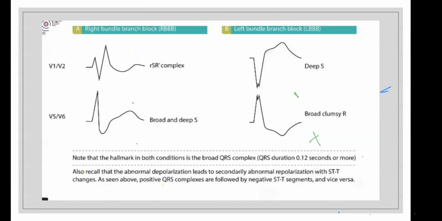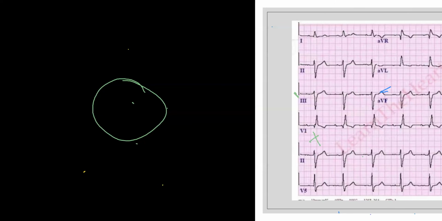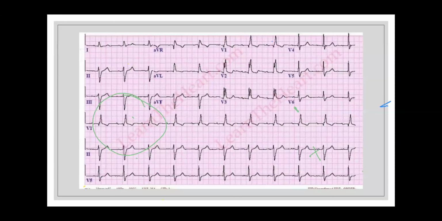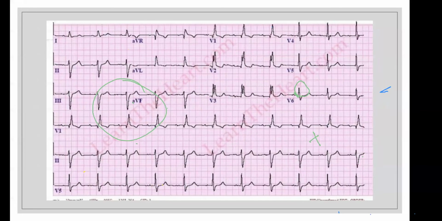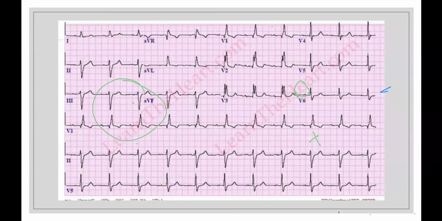I had also shown a pattern like this for V6. Note this: it is not a complete W, but this is a deep S type pattern. Yes, but you get a clear-cut M, okay? So this is right bundle branch block, and the width of your QRS complex has definitely crossed 3 boxes. So whenever you get a broad QRS complex associated with P waves, think about bundle branch blocks, and you should look at V1, V2 along with V6 and remember that mnemonic.